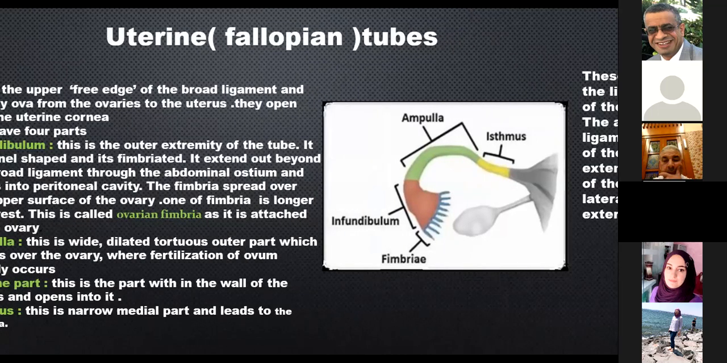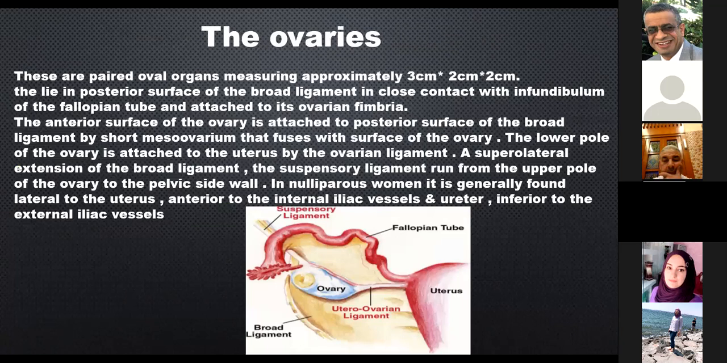The ovaries. These are paired oval organs measuring approximately 3 by 2 cm. They lie on the posterior surface of the broad ligament in close contact with the infundibulum of the fallopian tube and attached to its ovarian fimbria. The anterior surface of the ovary is attached to the posterior surface of the broad ligament by a short meso-ovarium that fuses with the surface of the ovary. The lower pole of the ovary is attached to the uterus by the ovarian ligament.